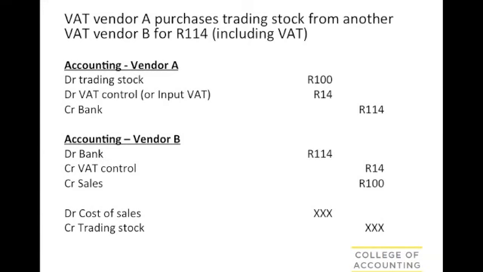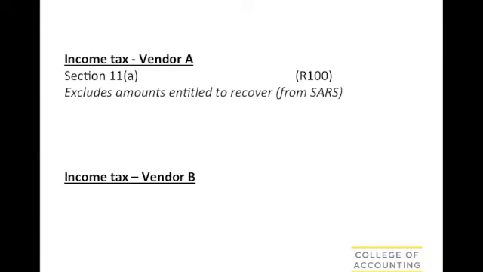How does this work for income tax? Well, vendor A is going to claim a Section 11A deduction for their cost, and that is going to be 100 Rand. Why 100 Rand and not 114 Rand? Well, because Section 11A will exclude any amount incurred where that amount can be recovered from some other person. And in this case, vendor A is entitled to recover 14 Rand from SARS, so that is excluded from their deduction.